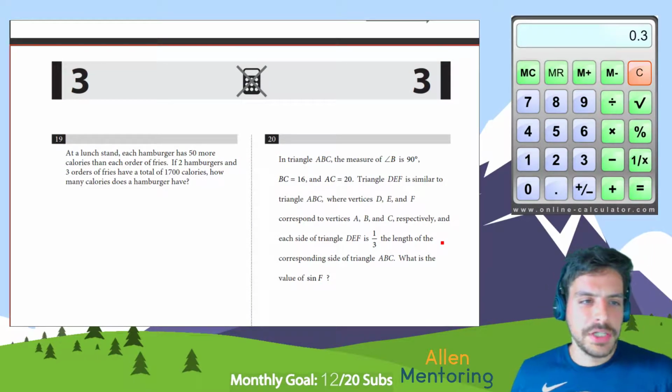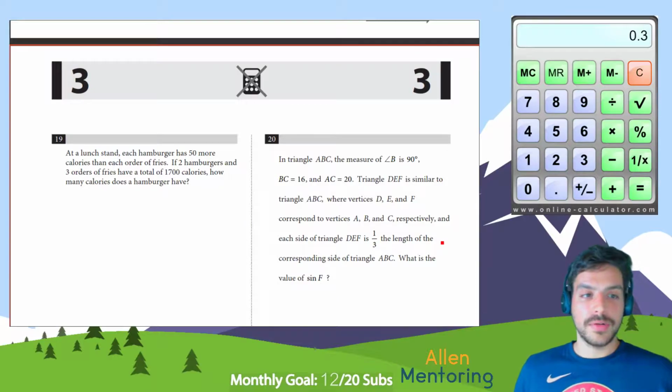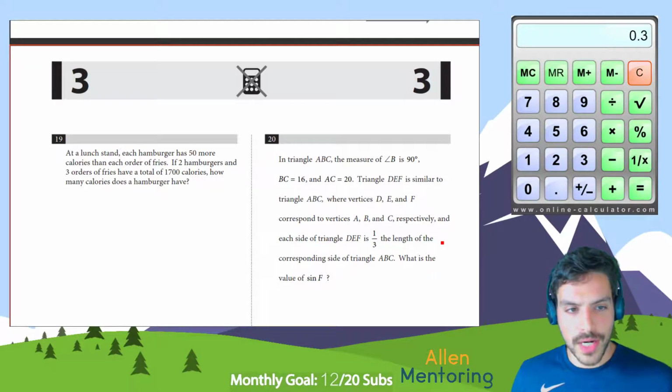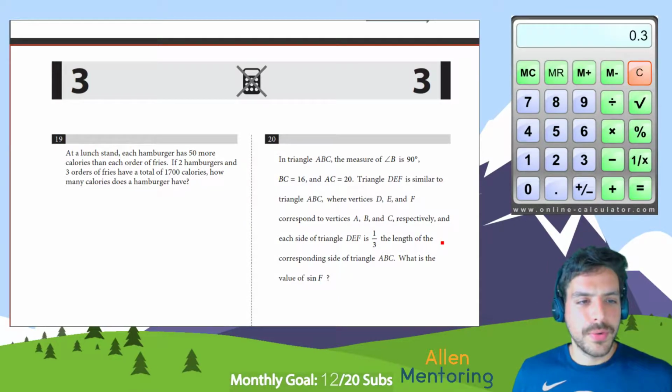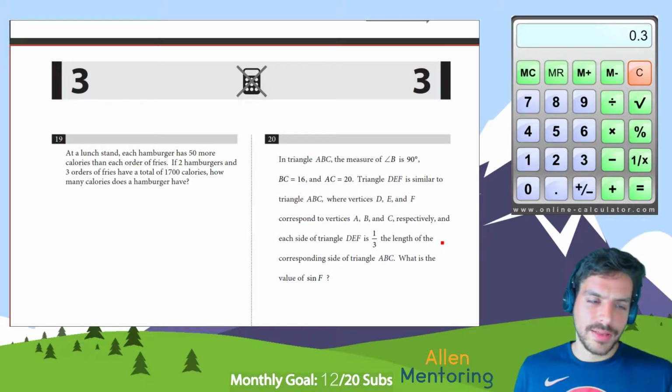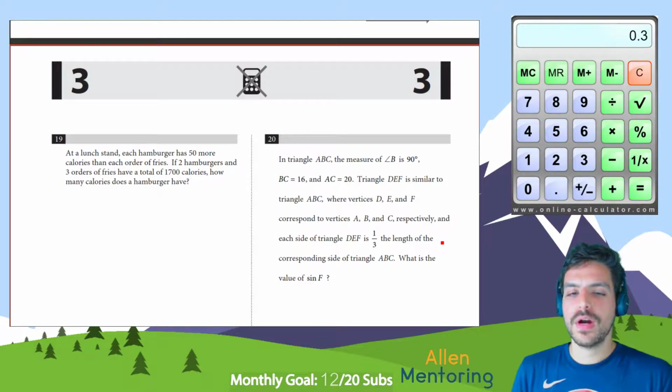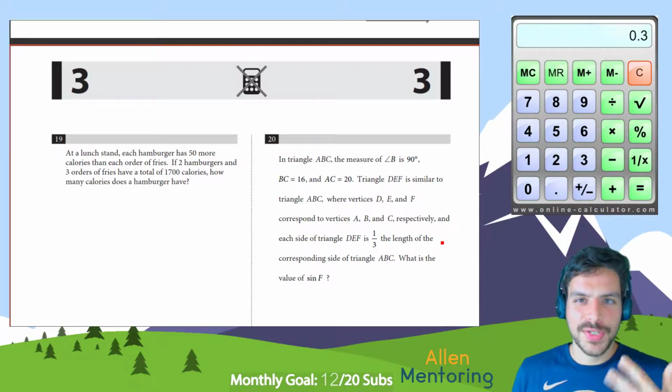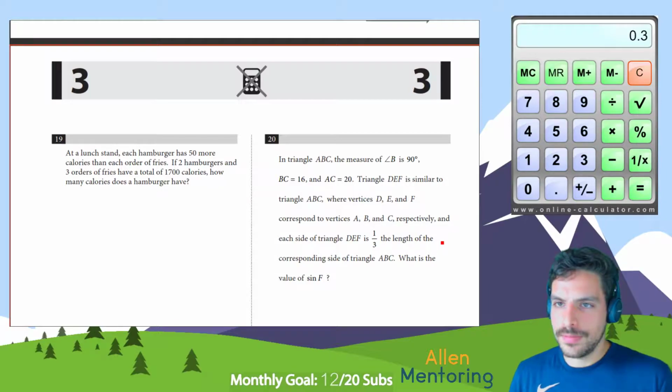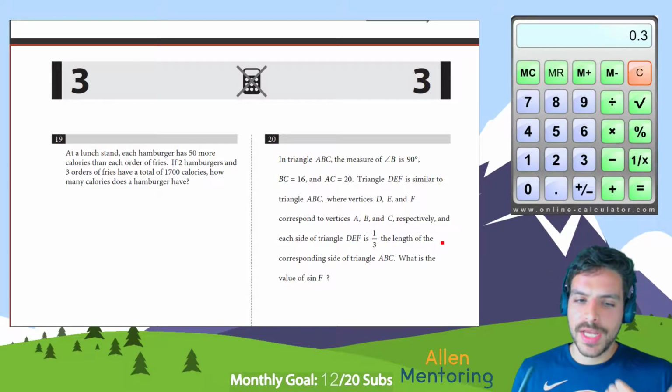Number 19, at a lunch stand, each hamburger has 50 more calories than each order of fries. If 2 hamburgers and 3 orders of fries have a total of 1,700 calories, how many calories does a burger have? So this is an incredibly famous type of problem. I've probably seen at least 1 to 2 of these in every single practice test that I've done so far. So it might be wise for you to kind of, I'm not going to use the word memorize, but at least understand the technique of how to solve it.